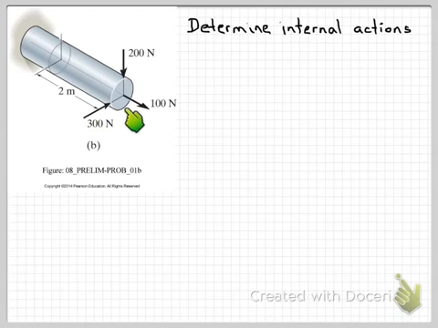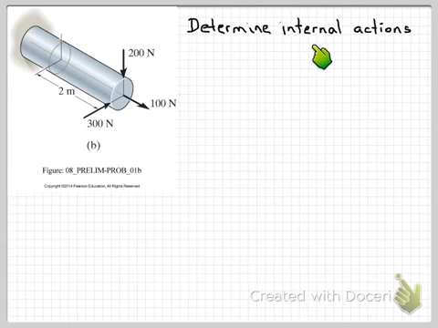Over here we have a picture of the structural member that we're going to analyse. It's built in at this end, so fully supported, and at this end here we have 3 point loads applied. So a force of 200 newtons acting vertically downwards, 100 newtons acting axially, and another 300 newton force acting transversely. So our task is to determine the internal actions.